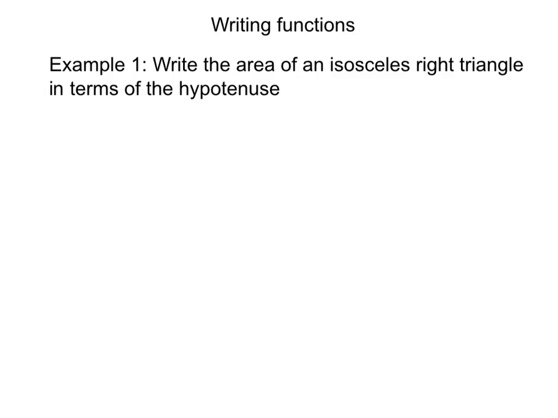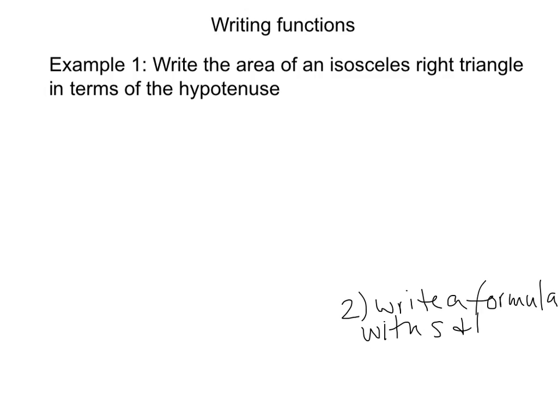So my formula here is base times height, which in this case are the same, divided by 2. Okay, now the problem with this, there's no hypotenuse over here. So step 2 is going to be to write a formula, in this case, with S and H, right? Because H is what we want. So what we have and what we want.